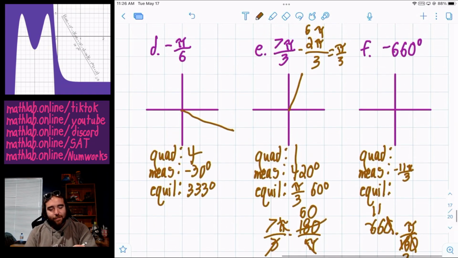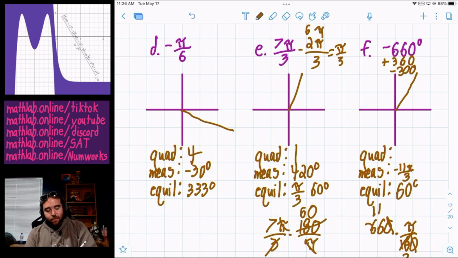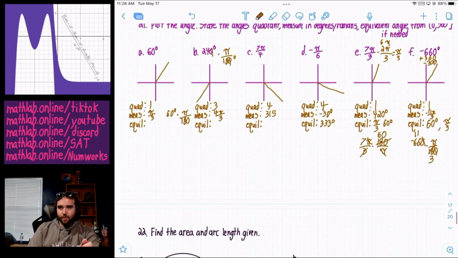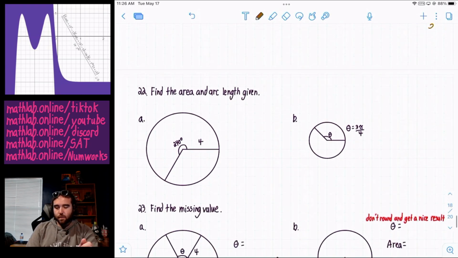And then what? We've got to keep adding 360. So you add a 360 and you get negative 300. You add another 360 and you get 60, which is pi over 3. And that is in quadrant 1. All right, cool.